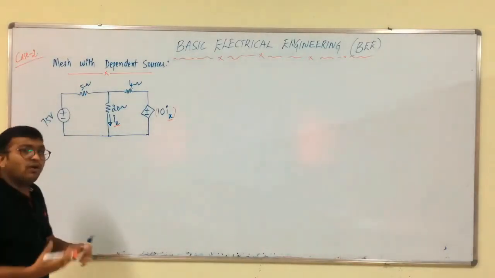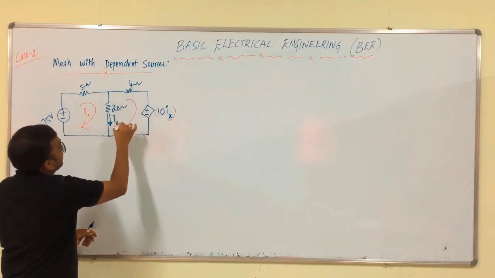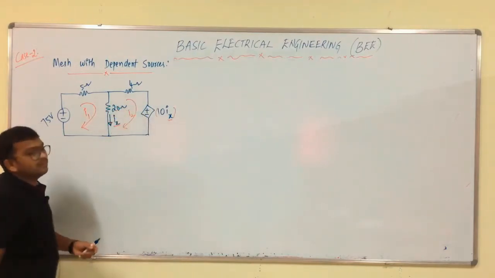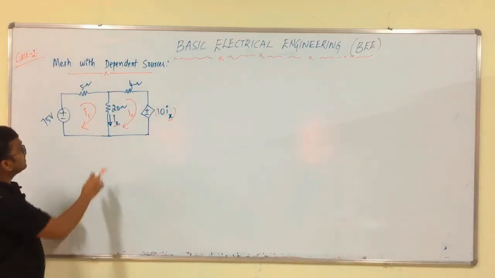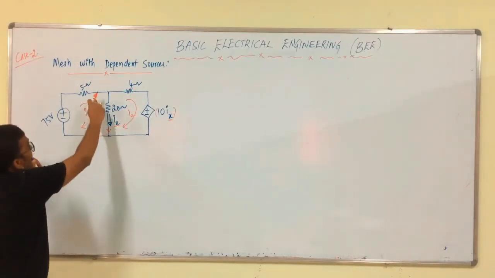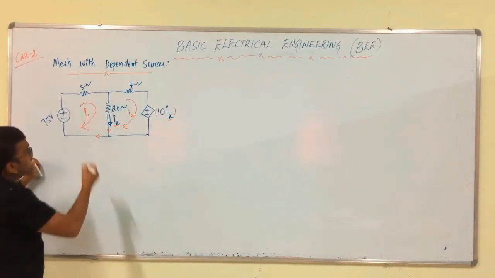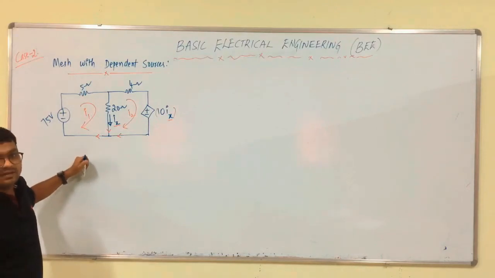Same procedure we have to follow. Assume our current directions, that is I1, I2. Okay. From this, Ix is what? Like this, and I1 leaving and I2 entering. Clear?